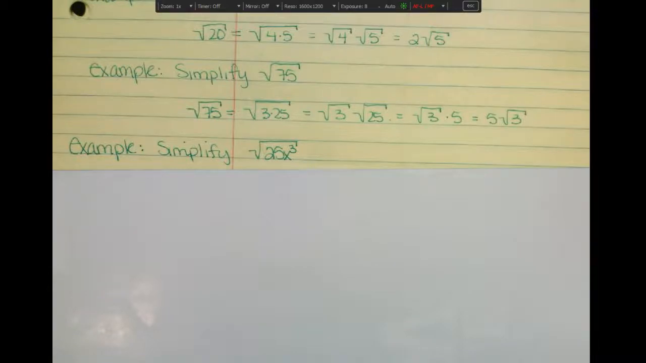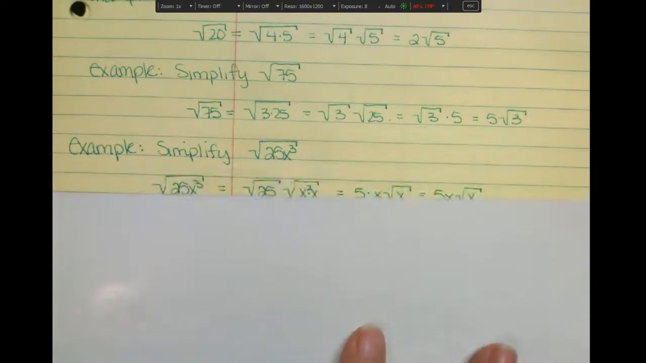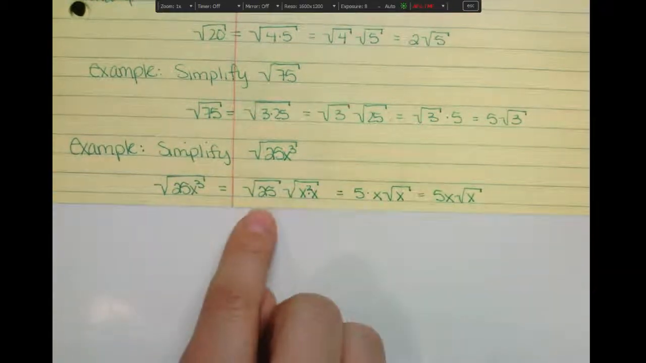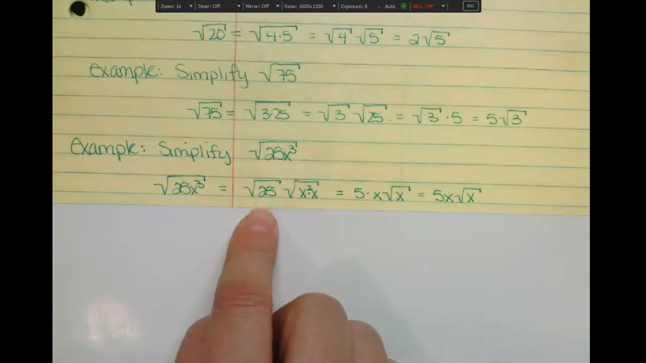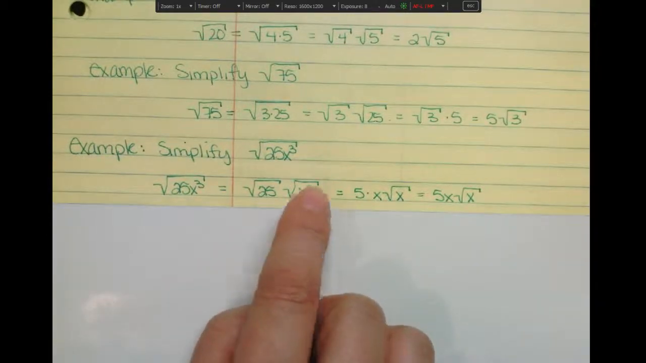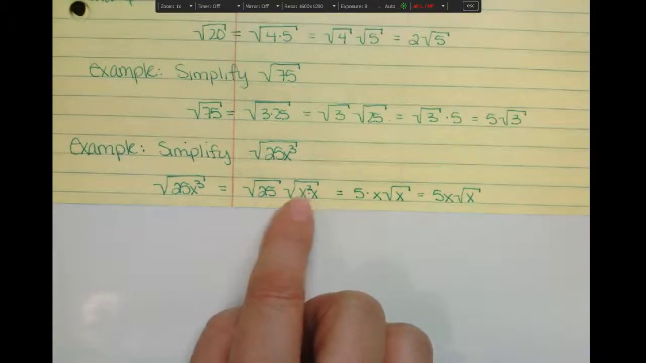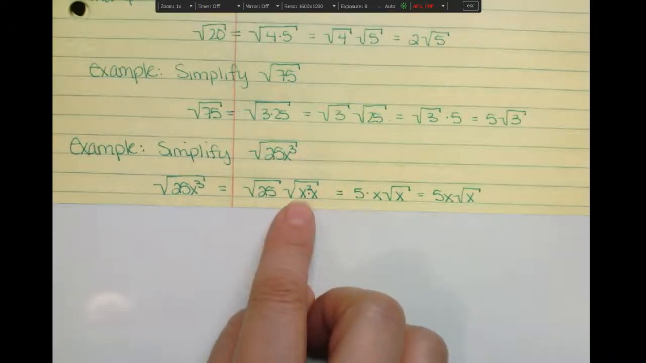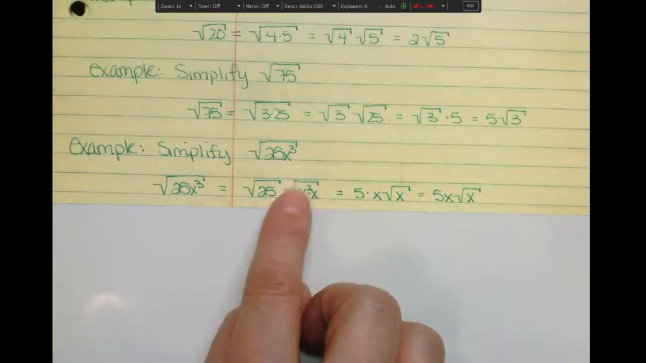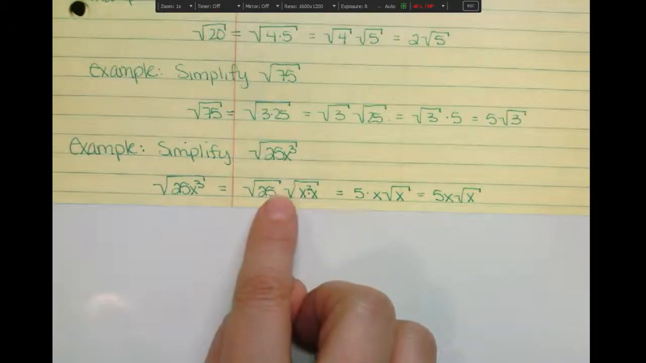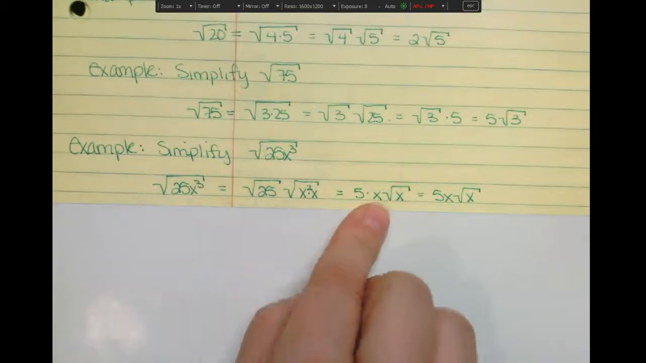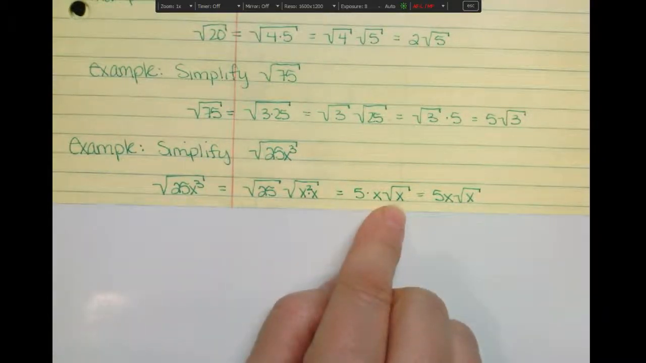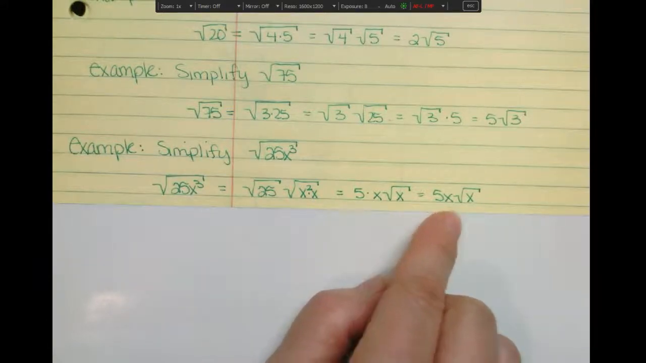So let's simplify the square root of 25x cubed. The square root of 25x cubed will be the square root of 25 times the square root of x cubed. But I can break apart x cubed as x squared times x. So the square root of 25 is just 5. For the square root of x squared times x, this x squared we can simplify by bringing it out of the radical, leaving me with x times the square root of x. And our final answer would be 5x square root of x.